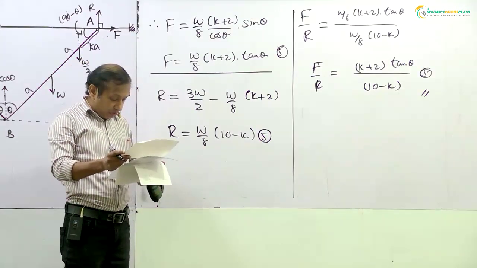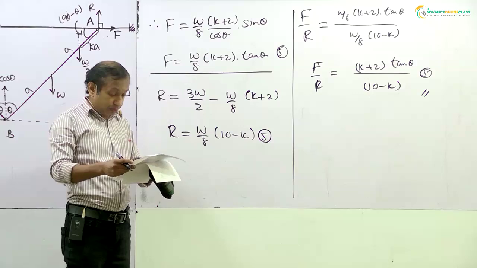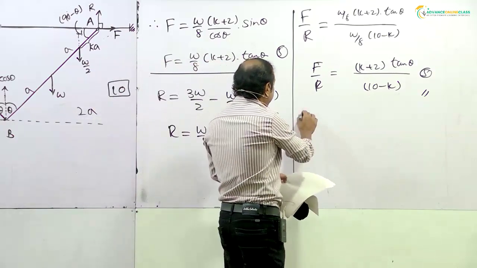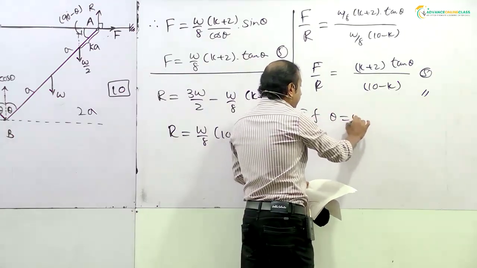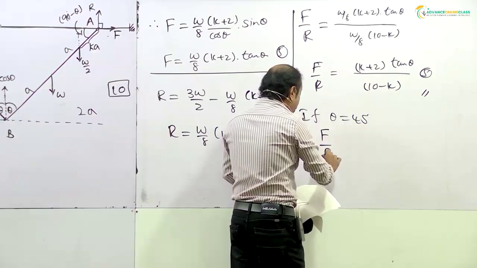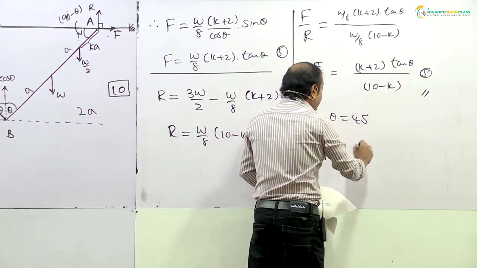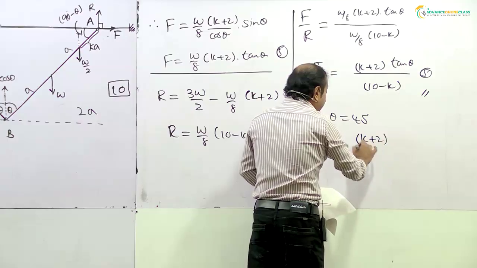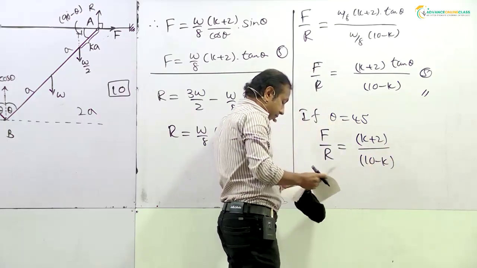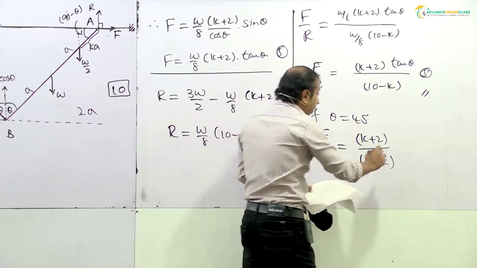If theta is 45, and mu is 1/3, show this. If theta is 45, put that 45 here. F over R, tan 45 is 1. K plus 2 divided by 10 minus K. For this 5 marks.